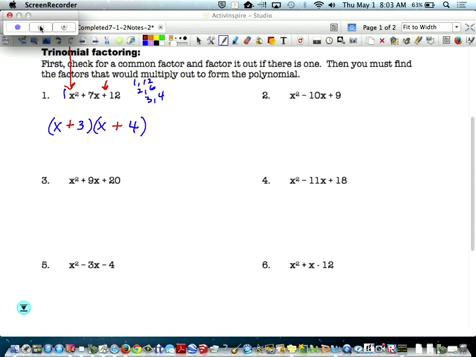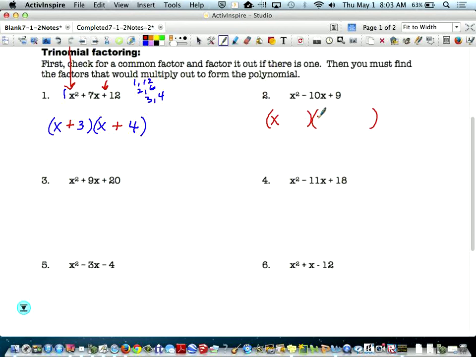My leading coefficient's 1 again. Now we got, so I'm able to just throw x and x in there. Factors of 9 are 1 and 9, 3 and 3. 1 and 9, 3 and 3. Which one has the ability to get to the negative 10? The 1 and 9, right?